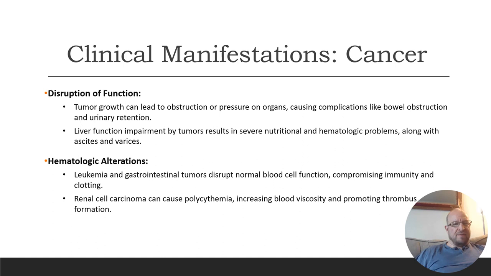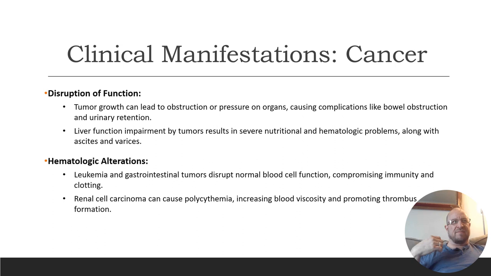Liver function impairments by tumors result in several nutritional and hematologic problems, ascites, where fluid builds up in the abdomen, and esophageal varices, where the arteries and veins kind of come to the surface a little bit more, and they're easily irritated and can bleed.